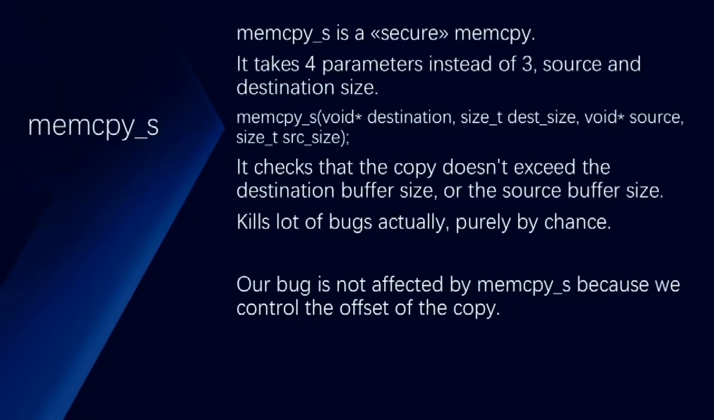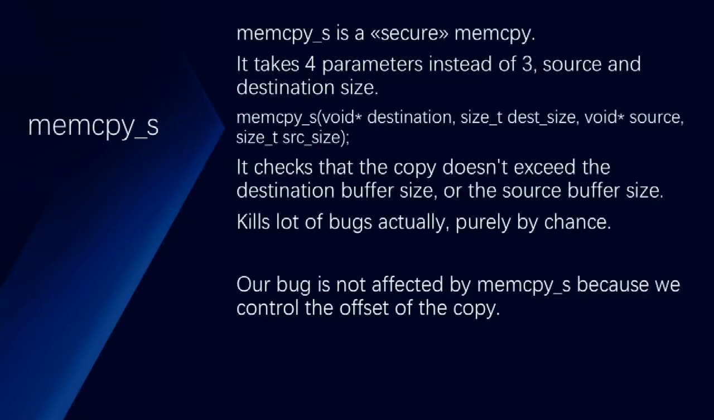Memcpy_s is a more secure version of memory copy. Instead of taking 3 parameters, which should be destination, source, and size, it takes 4: destination, destination size, source, and source size. In this way, it can check if the copy goes out of bounds, or out-of-bound read in terms of length. So they can do this kind of check.